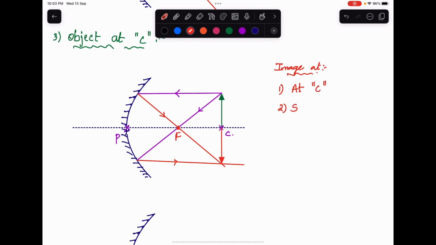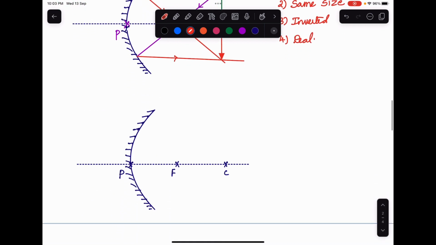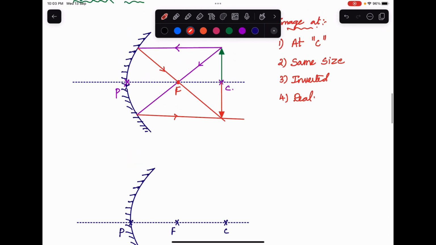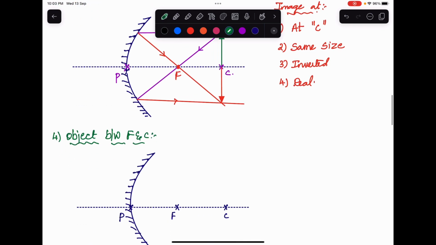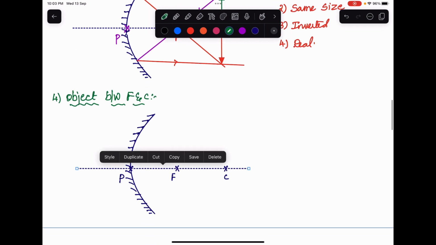And second, the size will be the same size, the image will be inverted, and of course it is a real image. Now one more thing, the object has come some more closer to us. So that is the object between F and C. If you have some ability to think, case number 2 and case number 4 are quite opposite to each other.